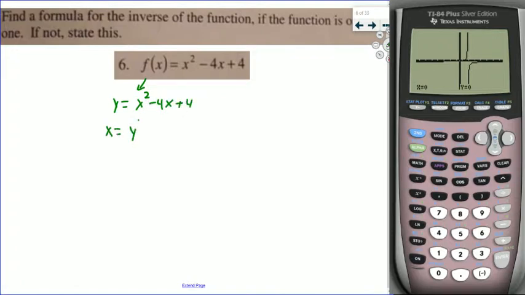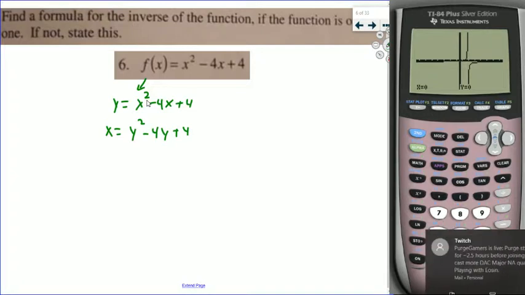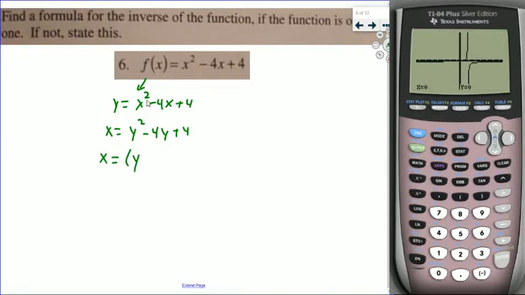x equals y squared minus 4y plus 4. All right. So then we're going to factor this side of our equation to try and get y by itself. x equals y minus 2 and y minus 2, or y minus 2 squared. x equals parentheses y minus 2 squared. Whenever we multiply something by itself, we get that thing squared.